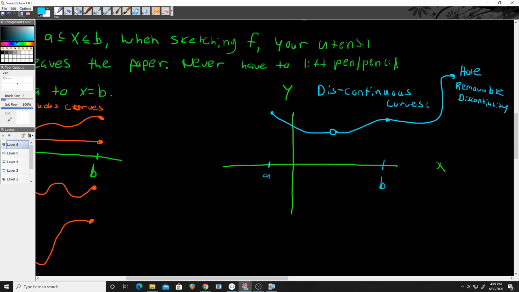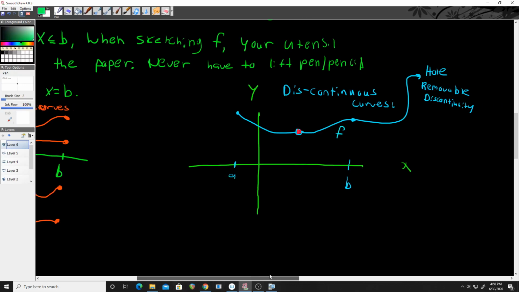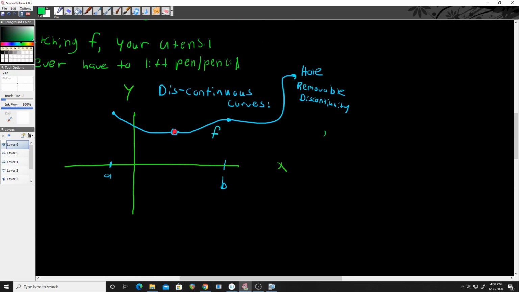And the reason that we call it removable is because we can just come and define a new function which is the same curve from before, in addition to this red point here. That is to say, let's suppose the blue curve here is f. Then we can remove this hole by saying, let's define a new function called g, and, you know what, that looks so bad, I'm going to make a new one.